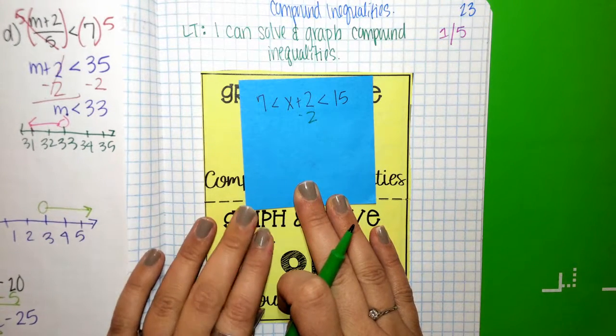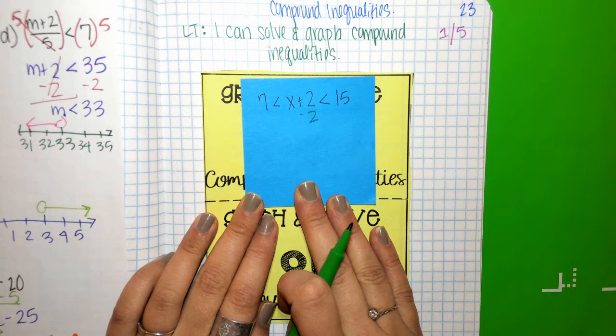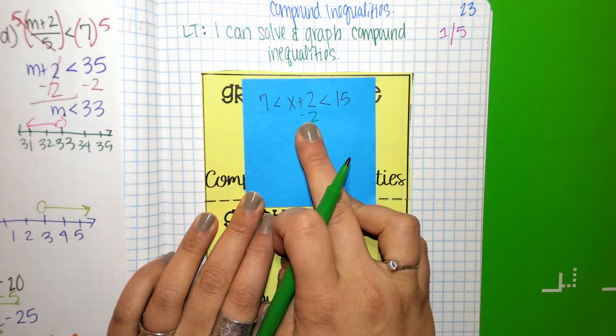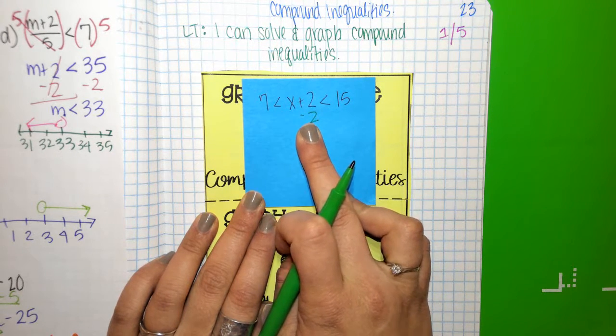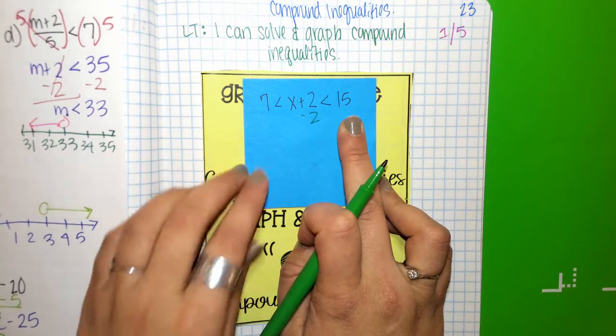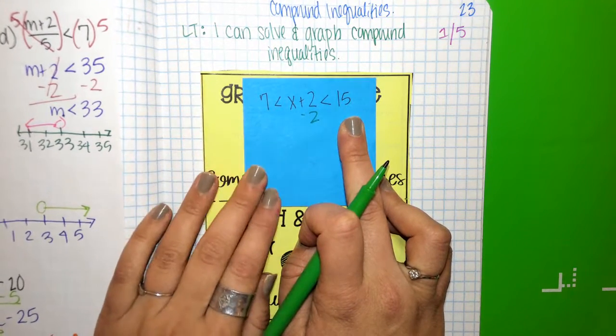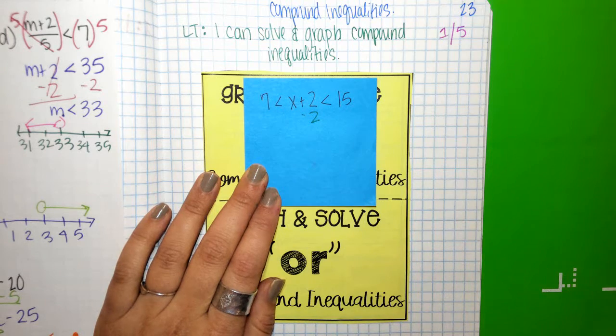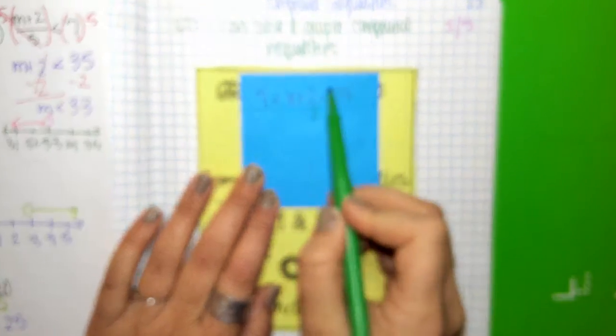Alright, Reggie, what do you think we would do? Where would we minus 2 from? We would minus 2 under here? And then where else? Okay, so we said the 7. So we subtracted 2 from here, and then where? 15. Well, how many inequalities do we have? 2. We have 1 right here, and 1 right here.